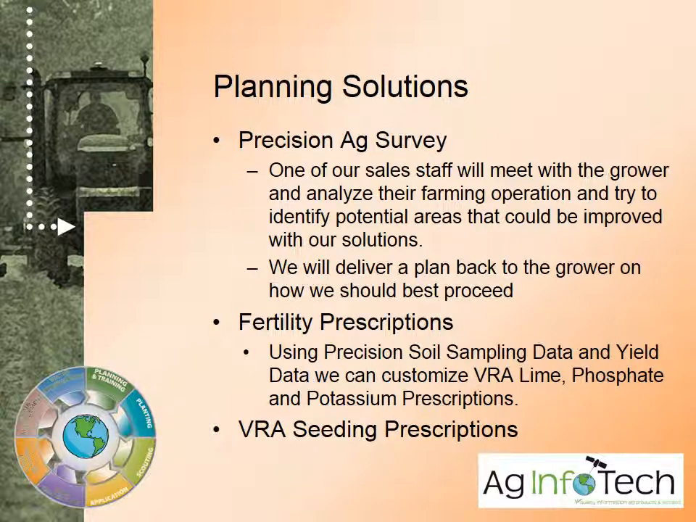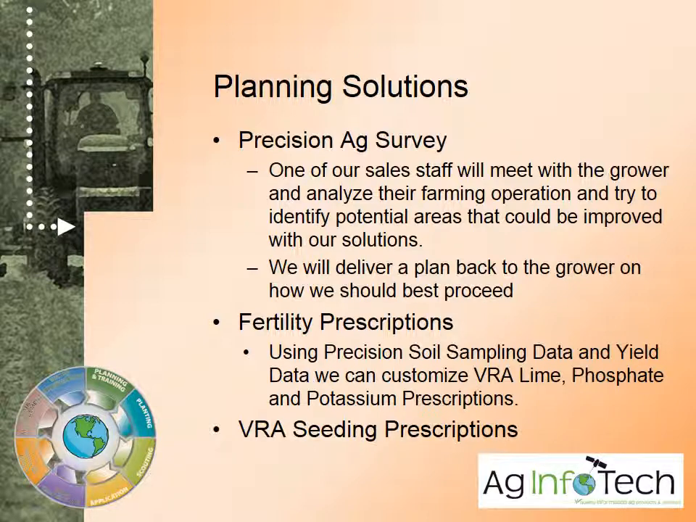One of the things that we like our crew to do is have our sales staff meet with the grower and analyze their farming operation and try to identify potential areas that could be improved with our solutions. We then deliver a plan back that's specifically for the grower on how we should best proceed. We also do fertility prescriptions. Using the precision soil sampling data and the yield data, we can customize variable rate lime, phosphate, and potassium prescriptions.